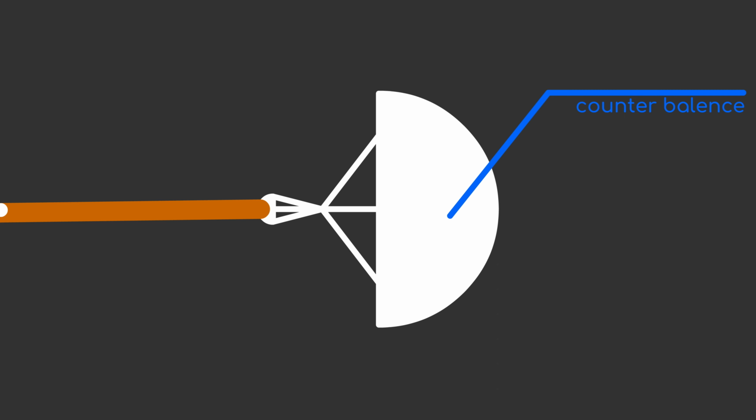This process is repeated over and over as the steam pushes and releases the piston in a back and forth motion.